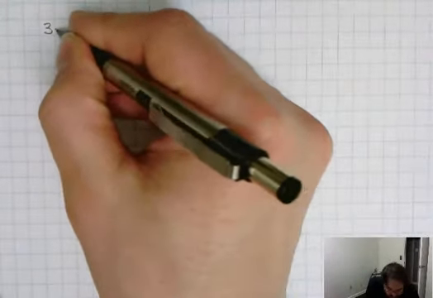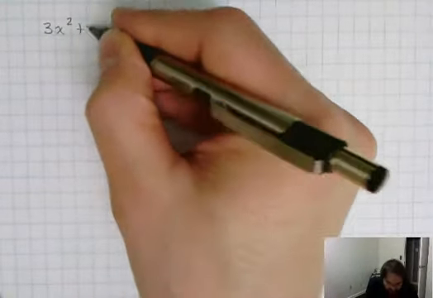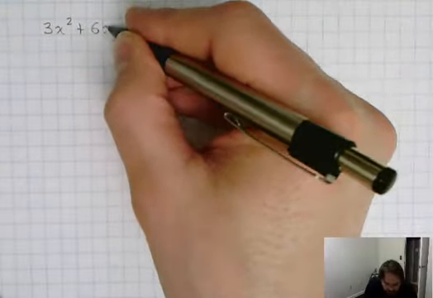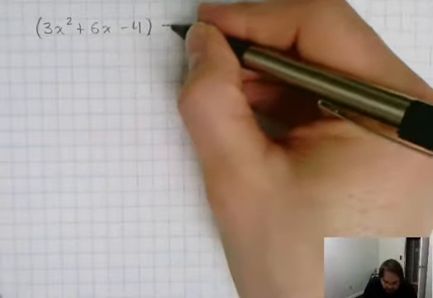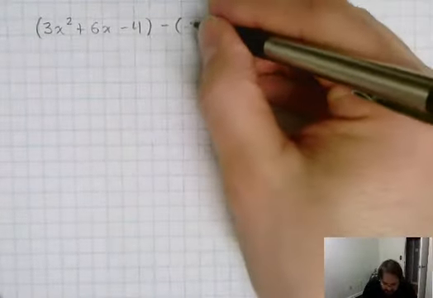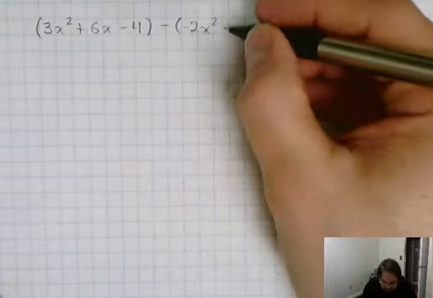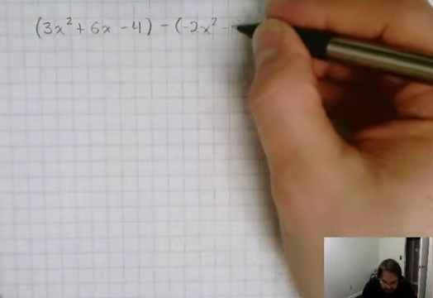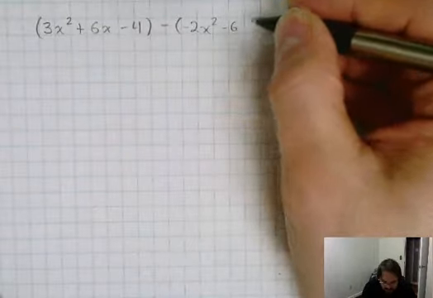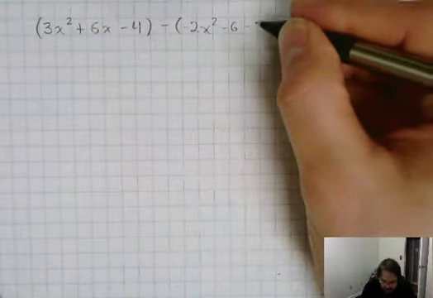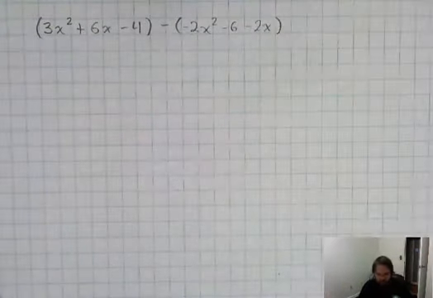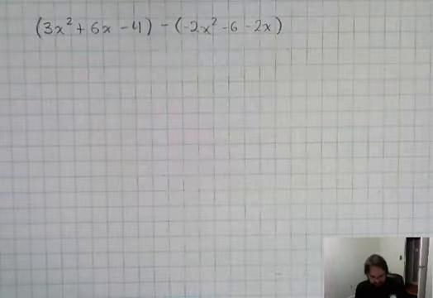Let's try one like this here, but without manipulatives. So let's try 3x squared plus 6x minus 4. And I want to take away negative 2x squared minus 6, and then I'm going to say minus 2x. All right, let's look at this here.